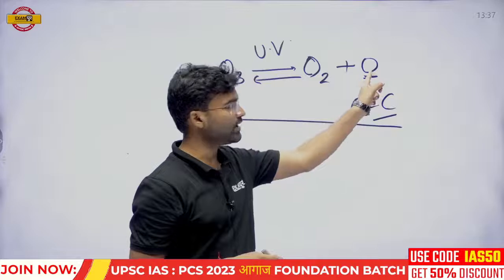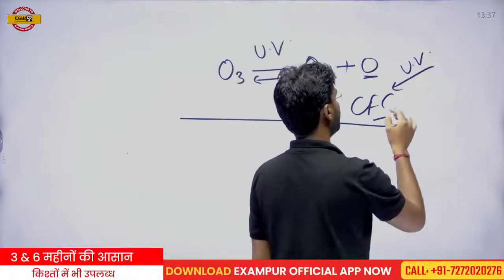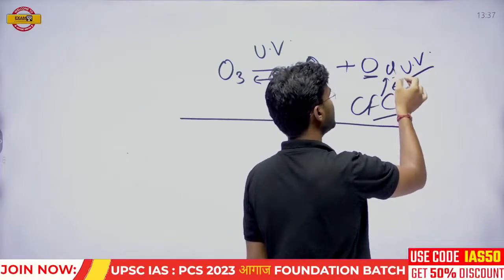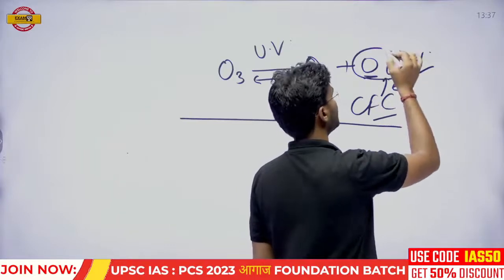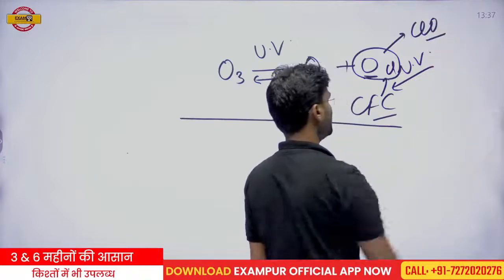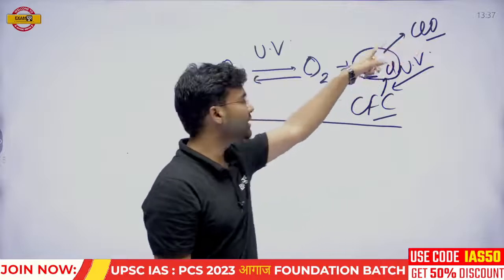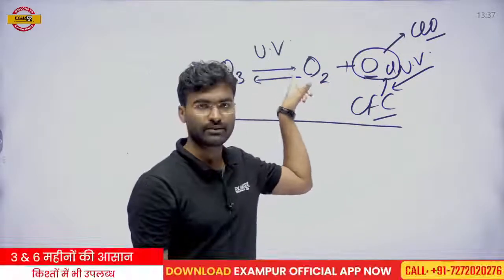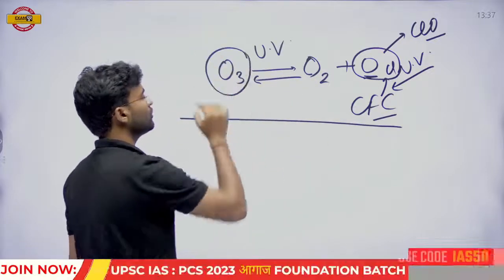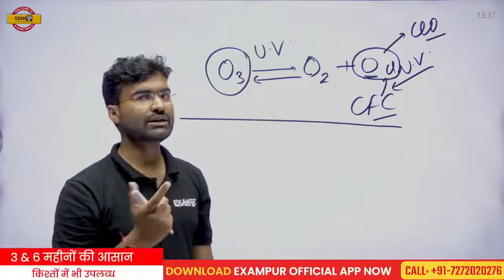If CFC arrives there in the presence of ultraviolet rays, the CFC will break and the chlorine will be extracted. If this chlorine is extracted, then it is more suitable to make a compound with the nascent oxygen, and it forms a compound called chlorine monoxide. If this chlorine monoxide is formed, then this reaction is disturbed. If this reaction is disturbed, then the ozone formation will be stopped.